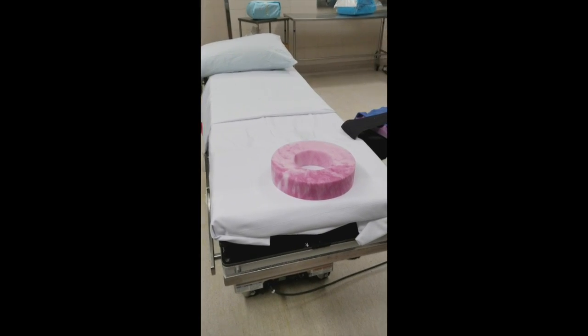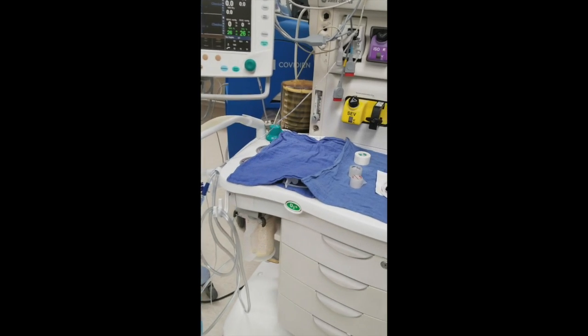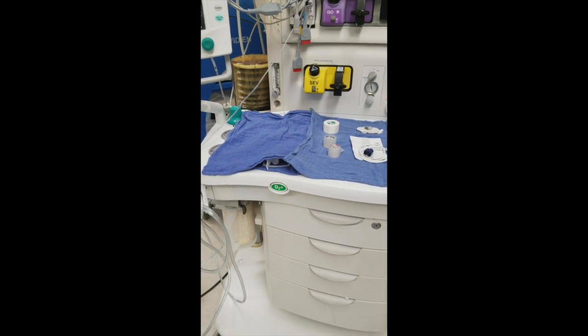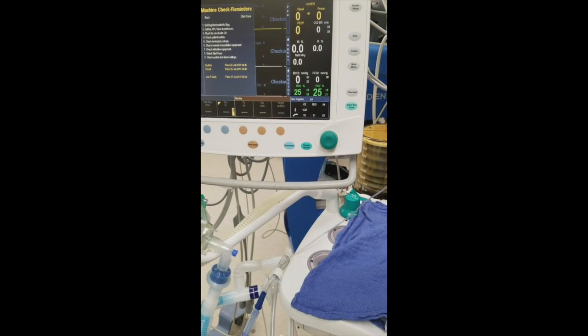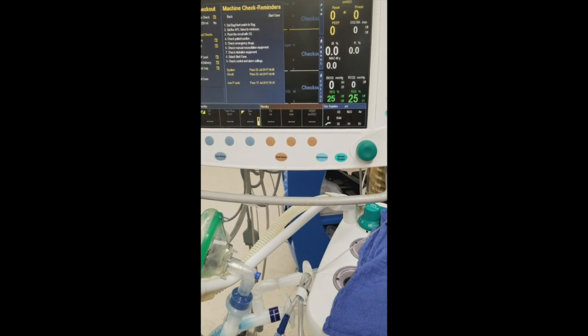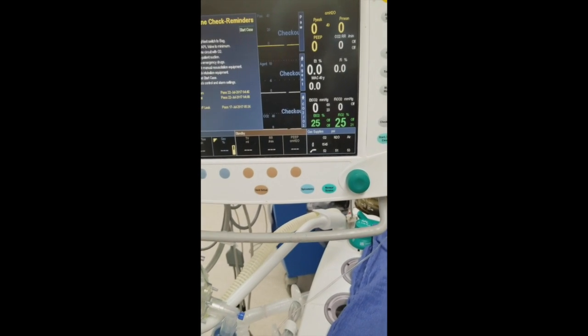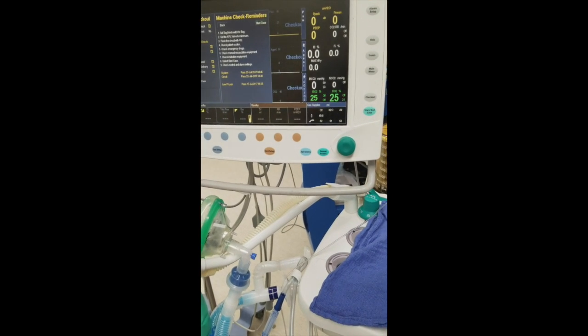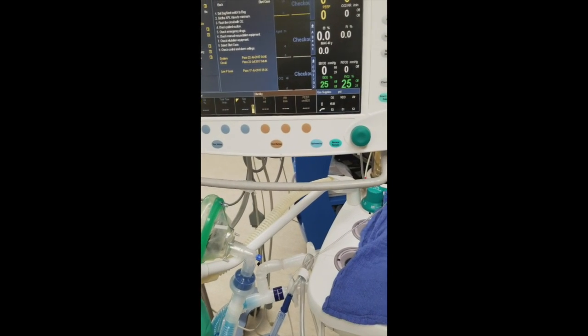Good morning. It is 5:30. I am here setting up for my case. So this is the gas machine. Essentially what you do first is you go over to the back, open your O2 tank. This number right here tells you how much oxygen is in your O2 tank. Check it, close it to make sure that you're not using it throughout the cases.